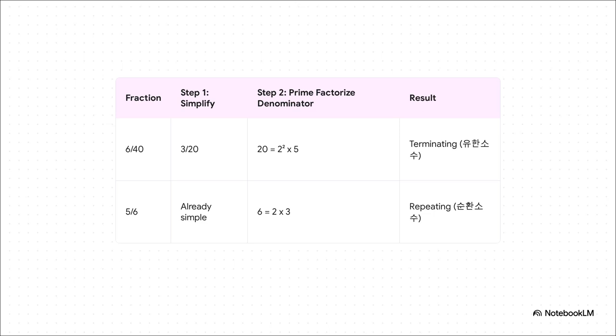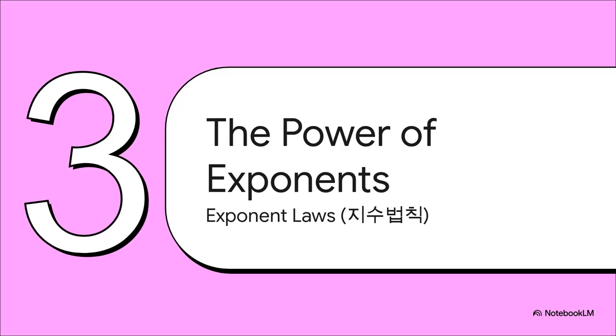Take 6 over 40. First, we simplify it down to 3 over 20. Okay, what are the prime factors of 20? Well, it's just 2s and a 5. So our rule says the decimal has to terminate. And it does. Now, what about our original mystery, 5 over 6? The denominator is 6. Its prime factors are 2 and 3. And that, right there, that little number 3, that's our culprit. It's the reason 5 over 6 repeats forever. Mystery solved. Okay, now that we've cracked that code, let's level up.